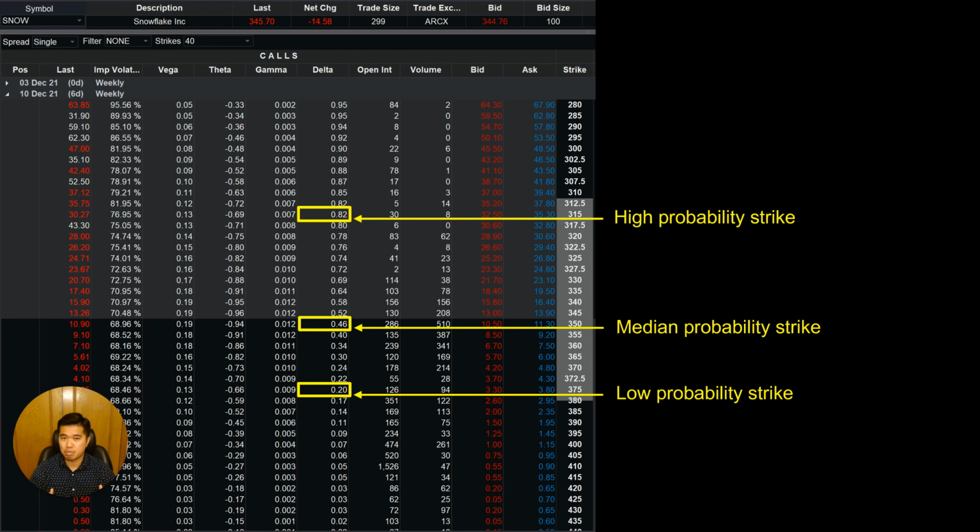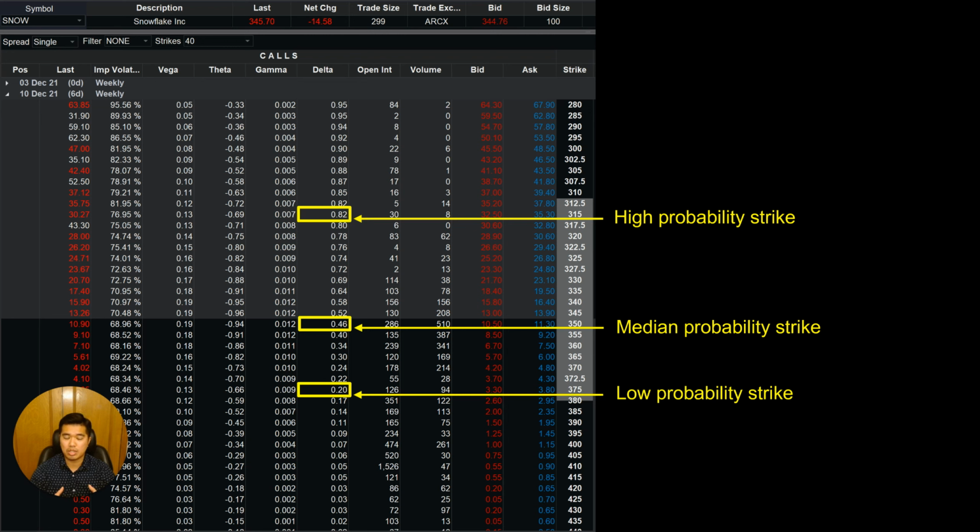If you don't want to spend too much premium, you can purchase the at the money strike, the $350 strike, with the delta of 0.46, and that means you have about a 46% chance of winning. So this is a medium probability strike. Finally, if you strongly believe that SNO can potentially go up to 375, you can purchase this out of the money strike at 375. However, the delta for this strike is only 0.2, meaning for every 1 point move to the upside, this strike only makes 20 cents per $1 move, and therefore the chance of winning is only 20%, and that is a very low probability strike.